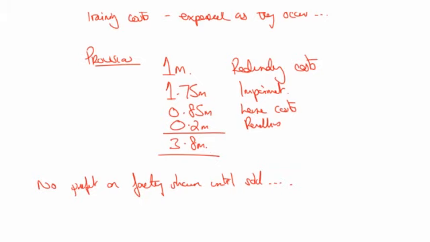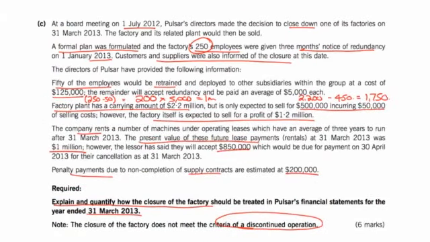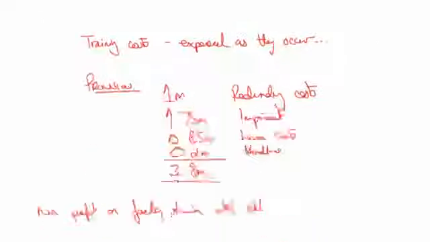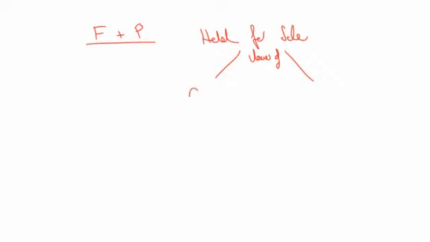Now, the other thing is that we are closing this thing down. Okay, we're closing it down. And so the plant and the factory itself are now held for sale. They're not going to be used, so they're now held for sale. And if anything is held for sale, it's valued at the lower of the carrying amount and the fair value minus cost to sell.